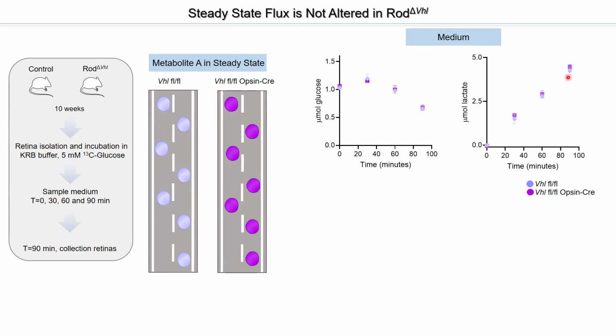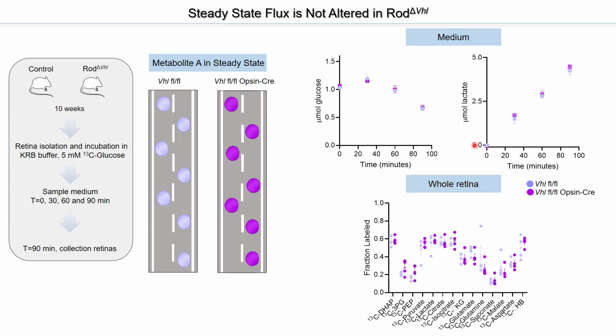And there's also no difference in lactate production, suggesting that the glycolytic rate between the VHL mice and controls is similar. We then checked for the total abundance of the metabolites that were labeled by 13C in the whole retina, and we also couldn't really see any differences. While some metabolites do give a trend, there are no real differences, which could either be masked by the inner retina, or it just means that in the steady state, there is no difference between disease and control.